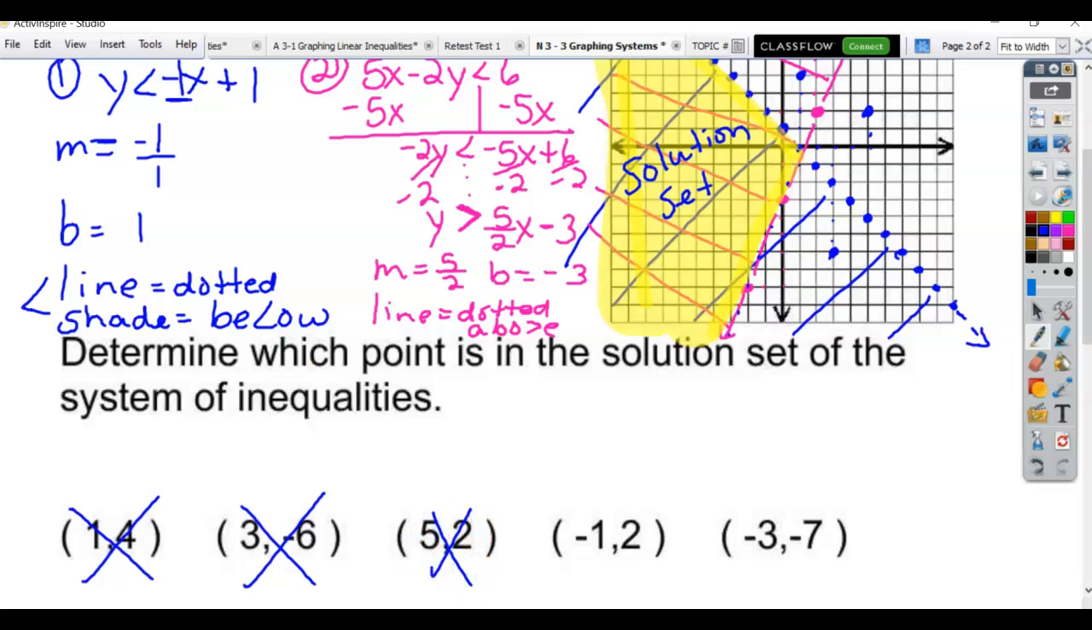And -1, up 2. Okay, that's right there, but it's on a dashed or dotted line, so that's not a solution. So it's got to be -3, -7. Let's go see. Over 1, 2, 3, down 1, 2, 3, 4, 5, 6, 7. And yes, that one is part of my solution.